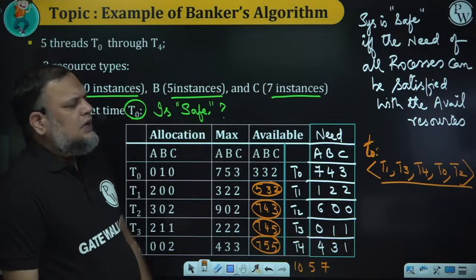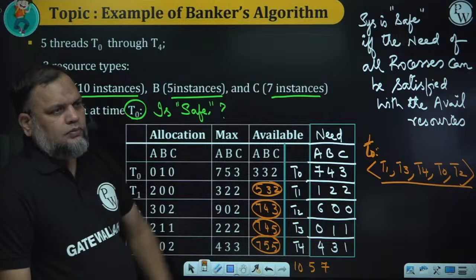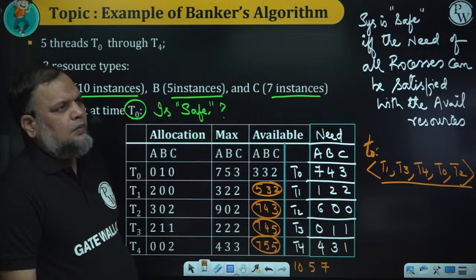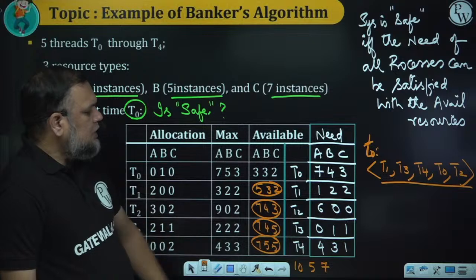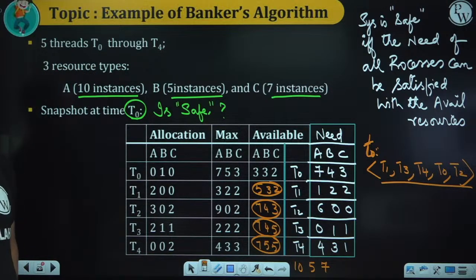Yes, I can have multiple safe sequences. I can have different safe sequences. You can have another one. So there can be multiple safe sequences also. So boys and girls, this is the approach of solving this problem. So therefore we say the system is perfectly safe.